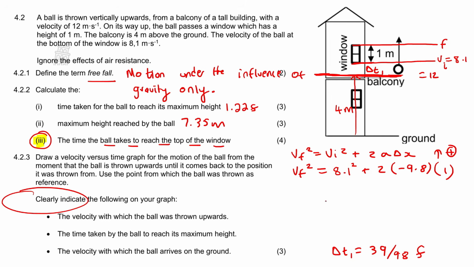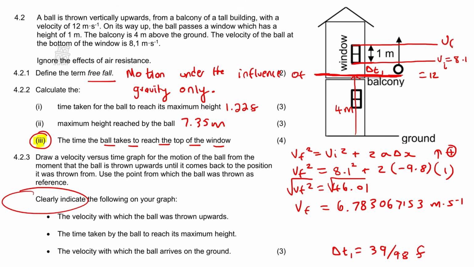So I'm going to go do that. And that'll give you 46.01. Now you need to take the square root to get the square away. And so the final velocity at that point is going to be, okay, so this is another long one, 6.783067153 meters per second. Okay, now that is the final velocity over here, 6.78.